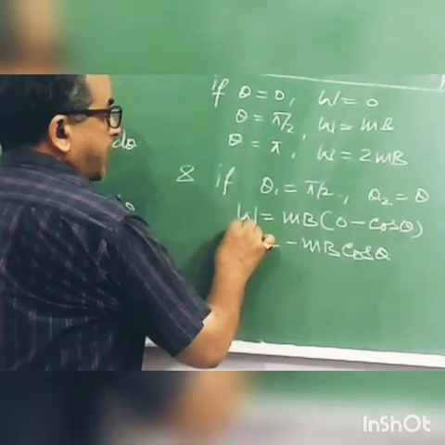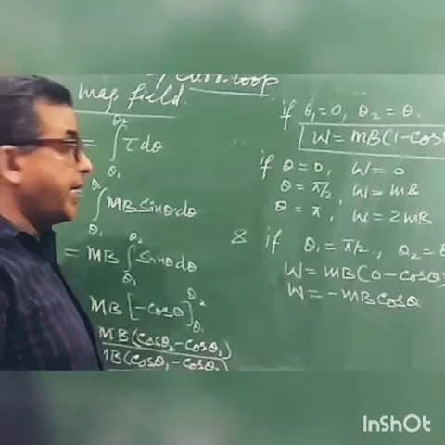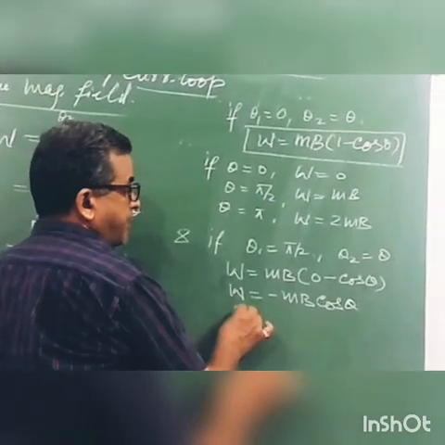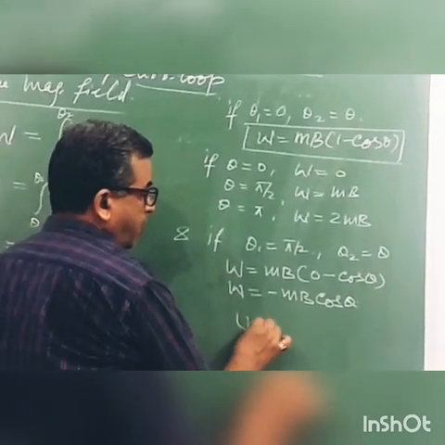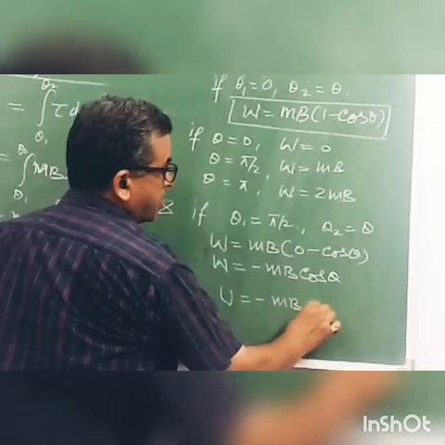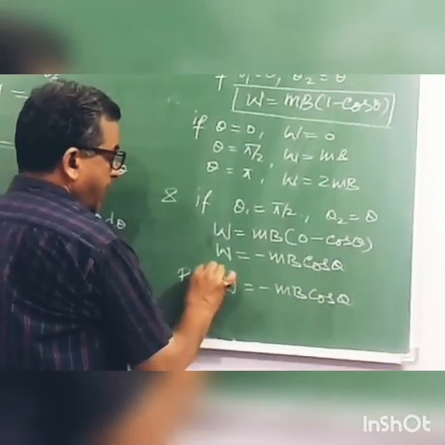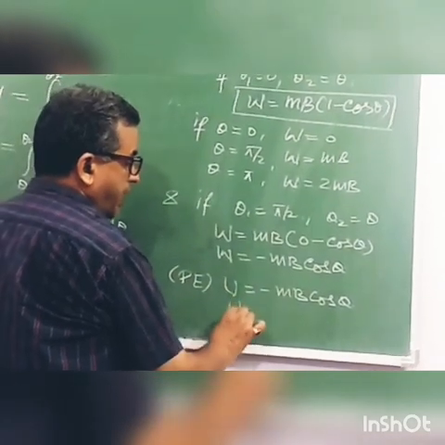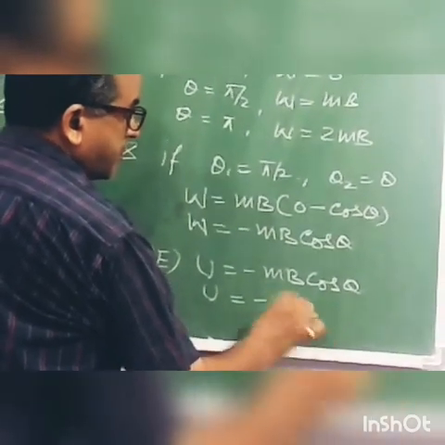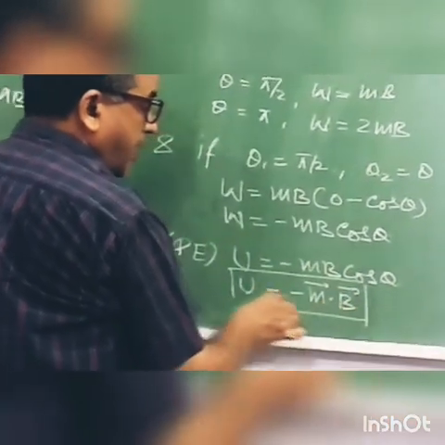So this is the work done, and this work done is generally called the potential energy of the current loop in the magnetic field, expressed by U. So U equals minus MB cos theta. This work done is called potential energy, or we can write it in vector form as minus M dot B. This is the potential energy.